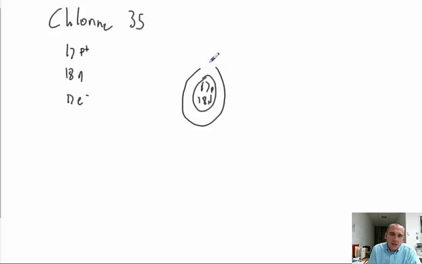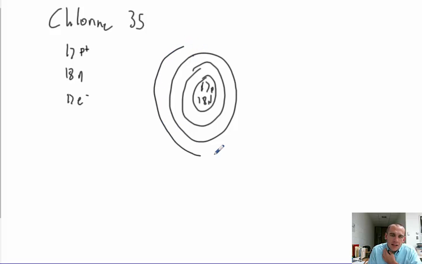Then I have my first energy level. That's going to have 2 electrons. My next energy level, that's going to have 8 electrons. And my next energy level, which is going to have 7 electrons. So let me fill those in. 1, 2, and then 2, 4, 6, 8, and then 1, 2, 3, 4, 5, 6, 7. Okay, so that gets me 2 and 8 is 10, and 7 more is 17 electrons. So that's where I'm at.